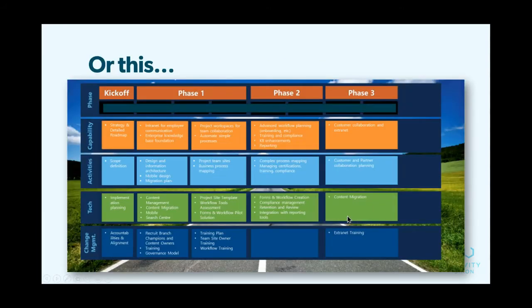Another really common one is a little bit more wordy. You might see something like this, with lots of words on it. Maybe some general streams of work, things like change management, or some technical things that have to happen, different activities.